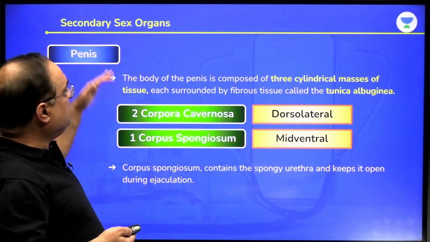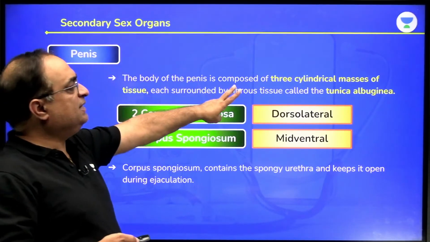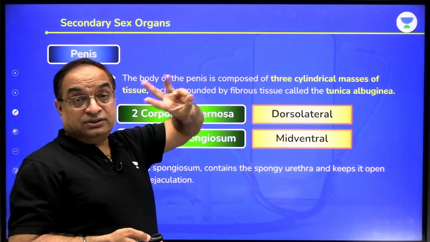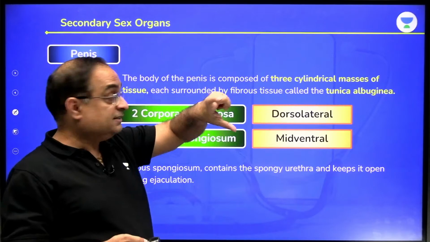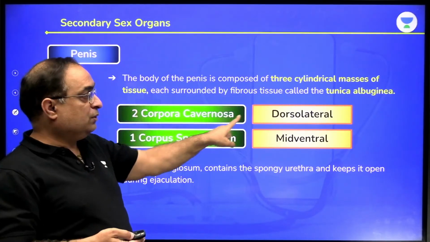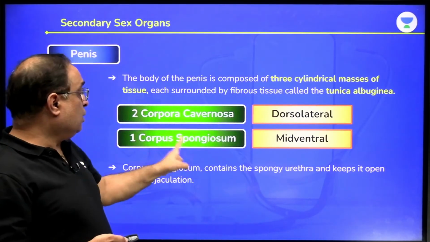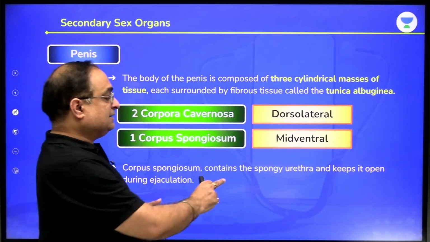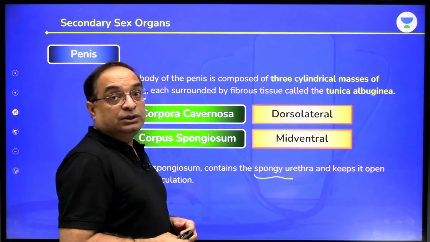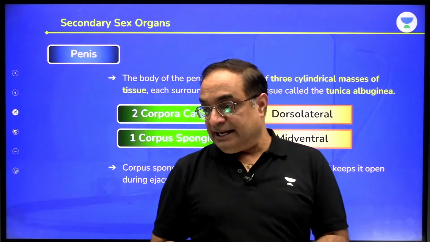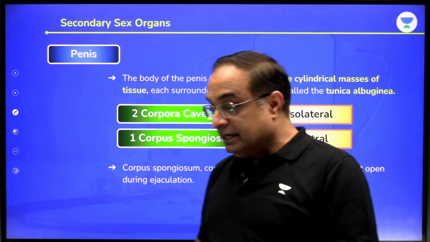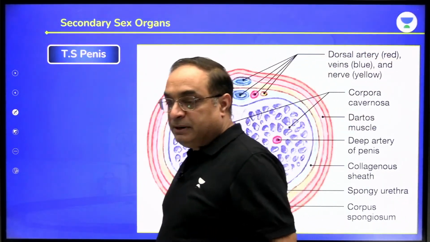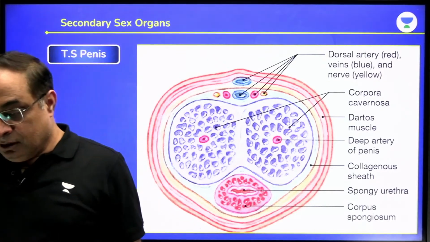So we're discussing about penis. I said the body of the penis has 3 cylindrical masses of tissues. And they are covered by tunica albuginea. 3 cylindrical masses that we discussed: 2 corpora cavernosa dorsolateral, 1 corpus spongiosum which is midventral. Corpus spongiosum has the spongy urethra. So these are 3 columns of spongy erectile tissue which get filled up with blood when a person is sexually excited. Now look at this transverse section of the penis.